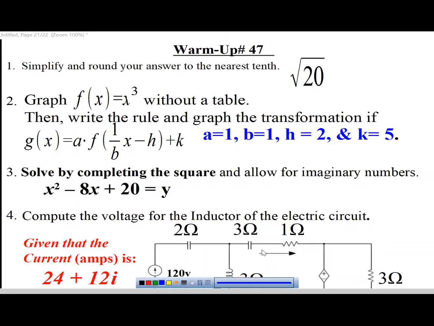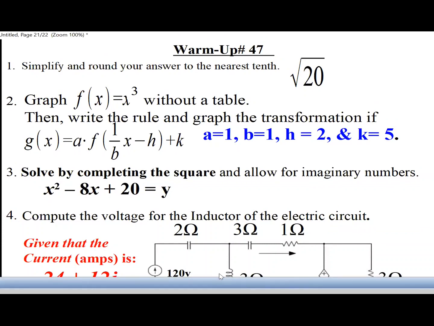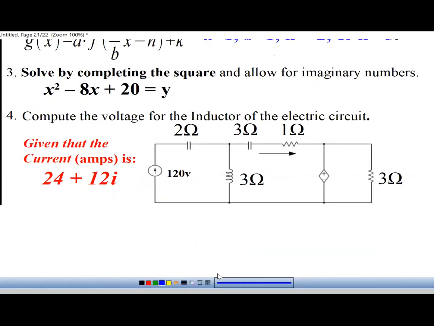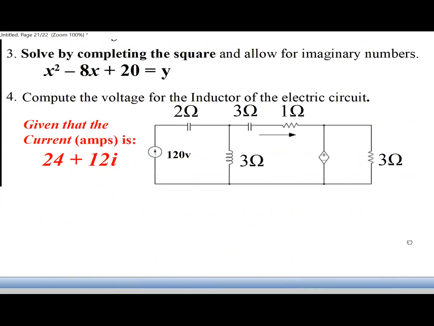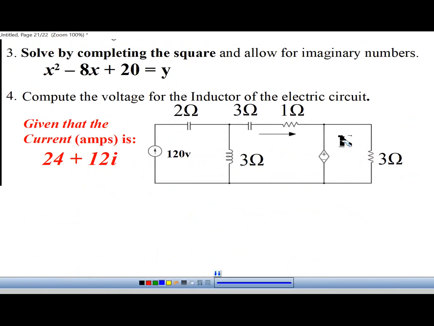So number 4, let me create some space here. All right, it says, compute the voltage of the inductor. So by now, you guys should know that the inductor is the one that looks like this, like if you're twirling a wire around something, yes? So we need our formula. The formula is V equals capital I for current times Z, which is the impedance.